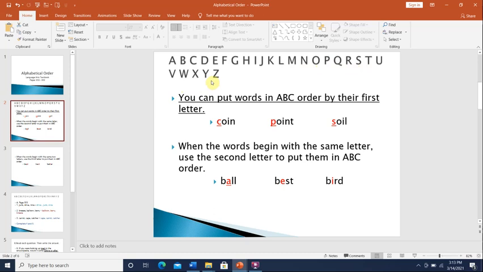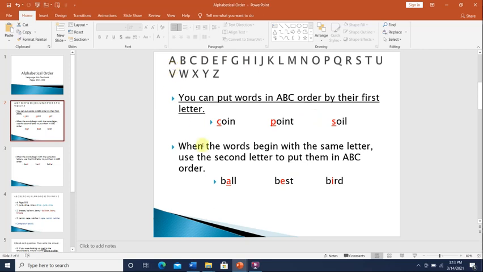Okay, so what's the next step? After we finish writing the ABCs on top, we take our three words and we look at the first letter of each word. We have the words coin, point, and soil. Here I put the words for you in order. So what did I do first? I looked at the first letter and I underlined it. Okay, so how do I know which word comes first? We look in the ABC and we see what words come first.